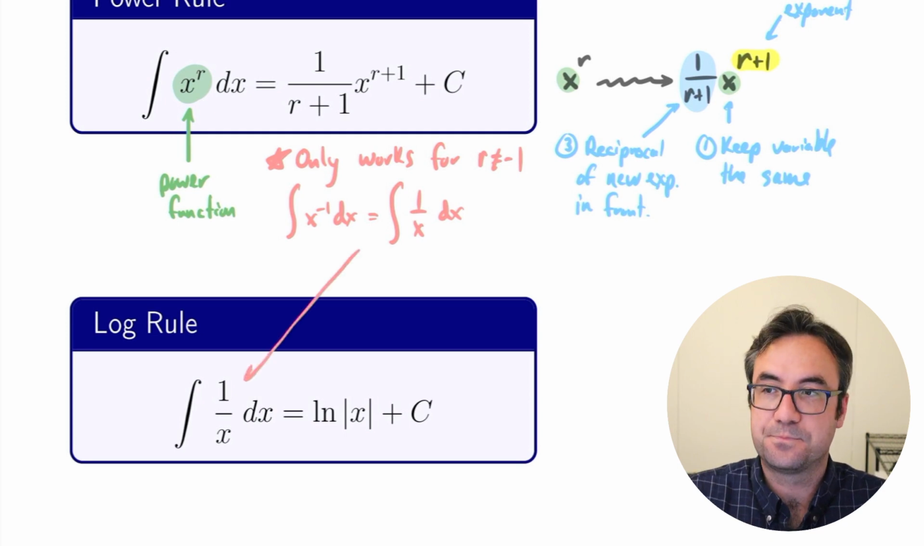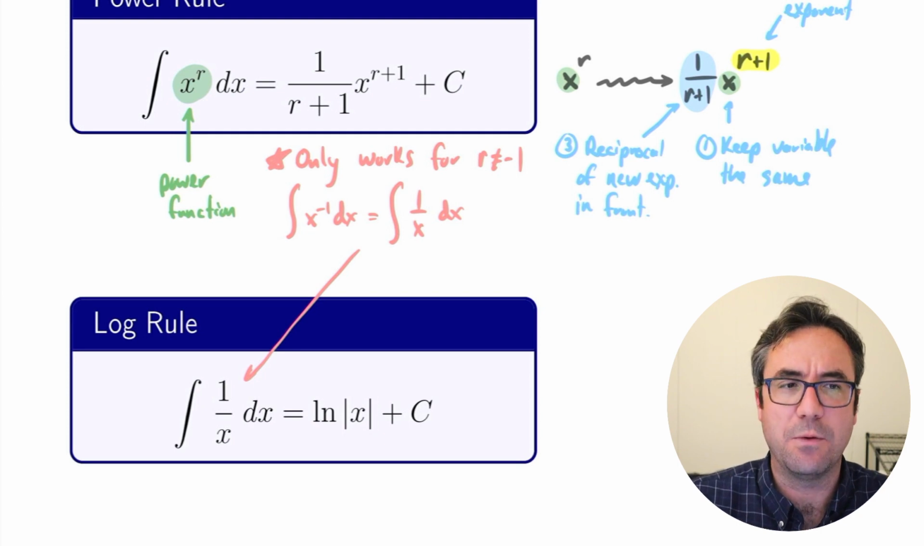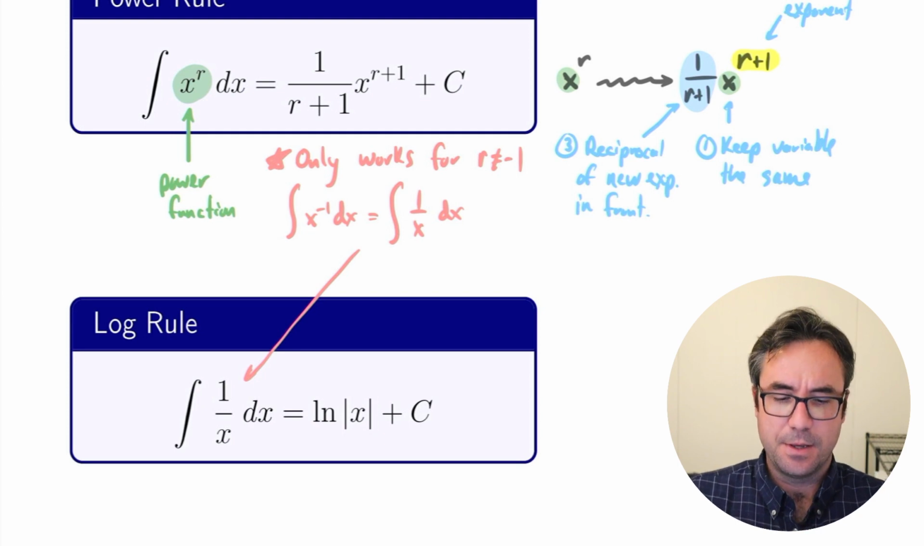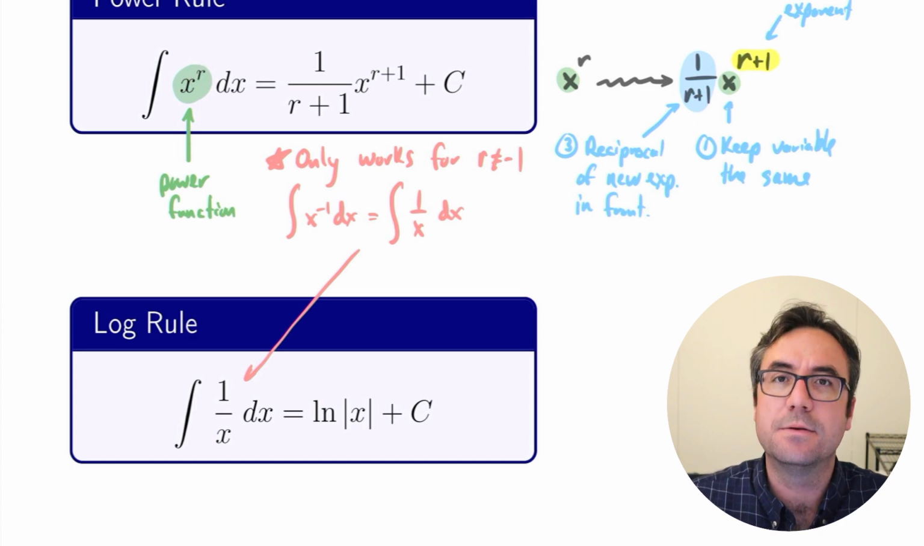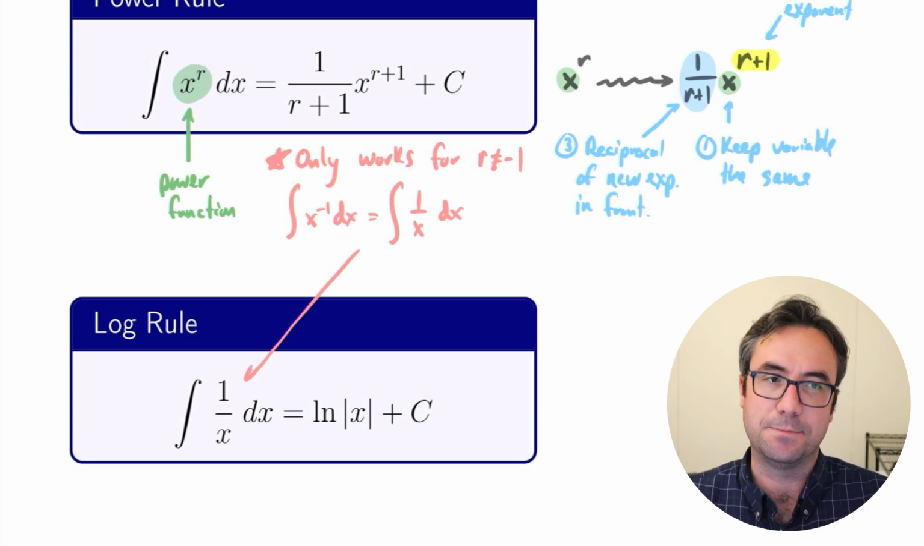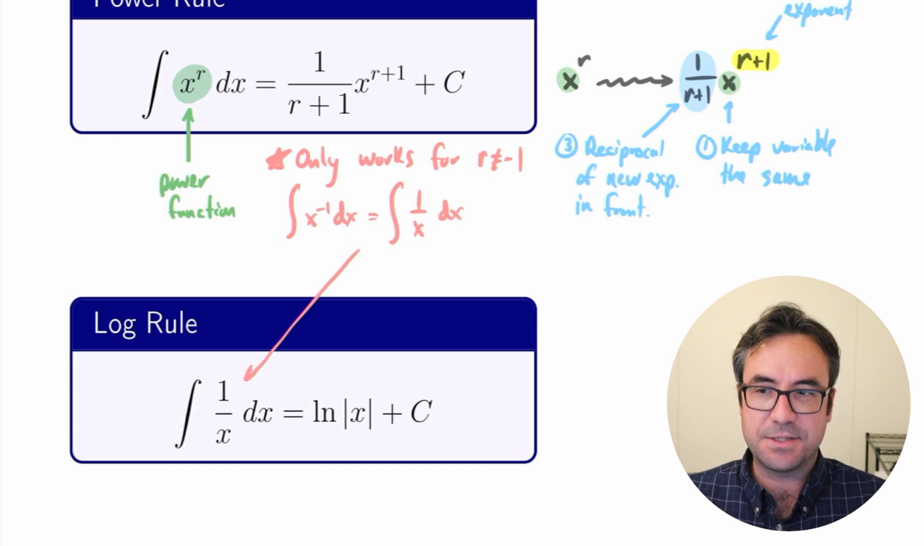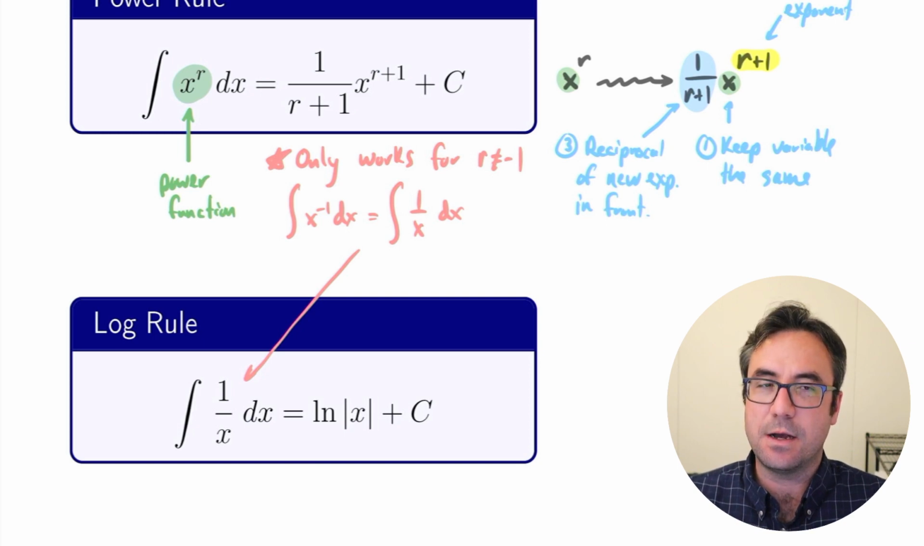And we'll talk more about that one a little later. So all we have to know is that for when the exponent's -1, we can't use power rule. All right, so let's try a little example.